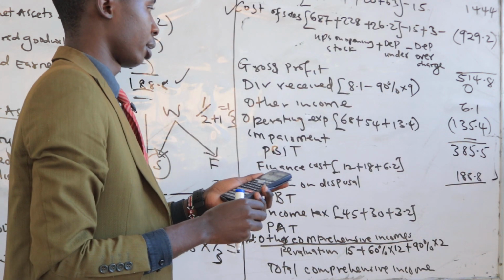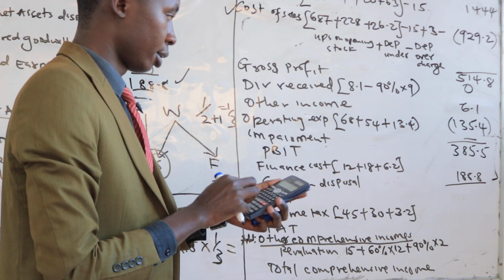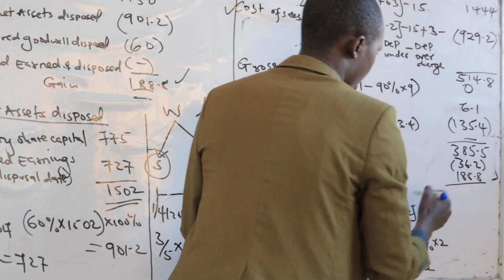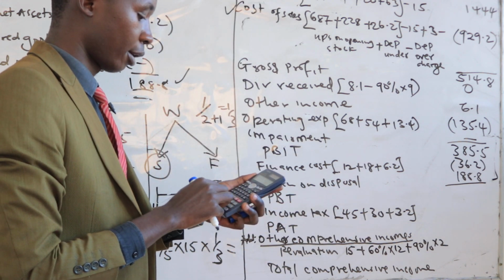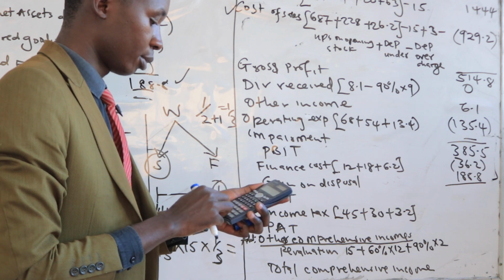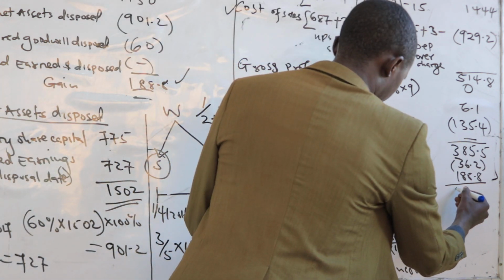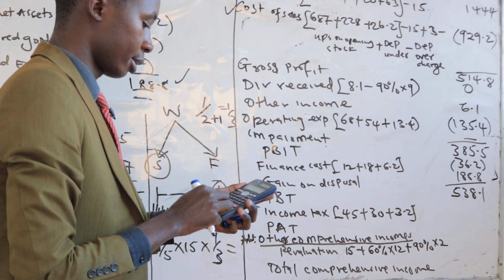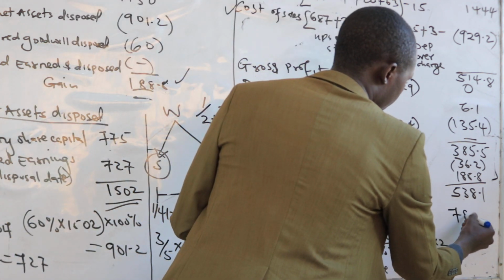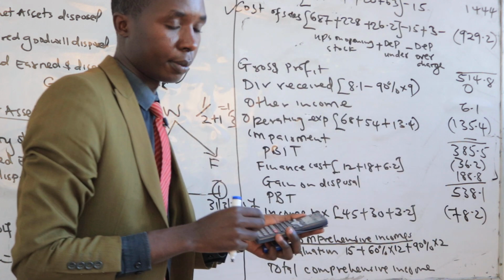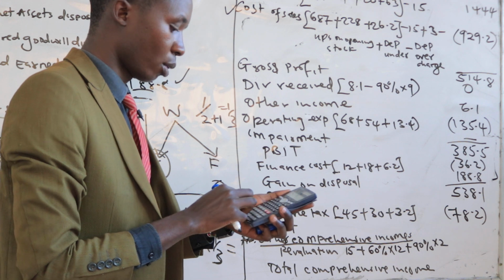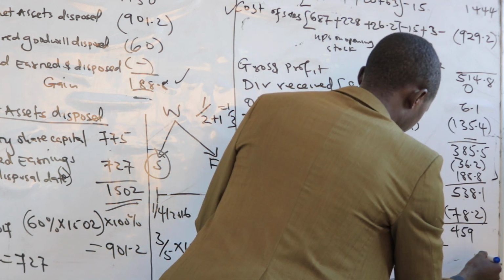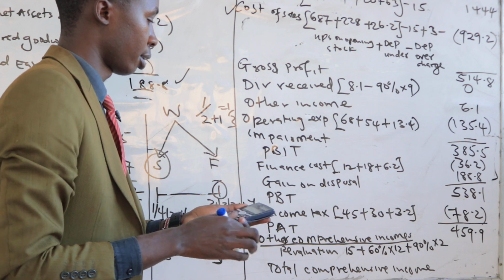That is 385.5. The next thing, here I have 12 plus 18 plus 6.2, which is 36.2. I'm supposed to subtract that. Then 385.5 minus that answer plus 188.8, and here we have 538.1. Then I say 45 plus 30 plus 3.2, which is 78.2. This is supposed to be subtracted. So 538.1 minus that answer is 459.9.